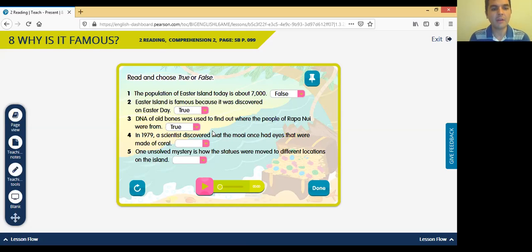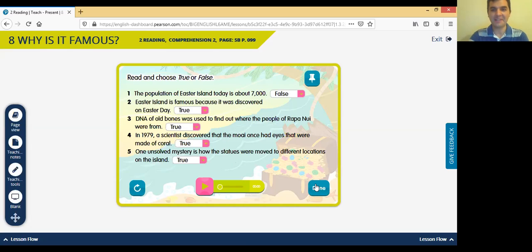Number 4, in 1979, a scientist discovered that the moai once had eyes that were made of coral. Also true. Number 5, one unsolved mystery is how the statues were moved to different locations on the island. Also true. Some scientists believe that they were quote unquote walked. Other scientists believe that they were rolled using tree trunks. And then the last group of people, which apparently are not scientists, believe that aliens did it.